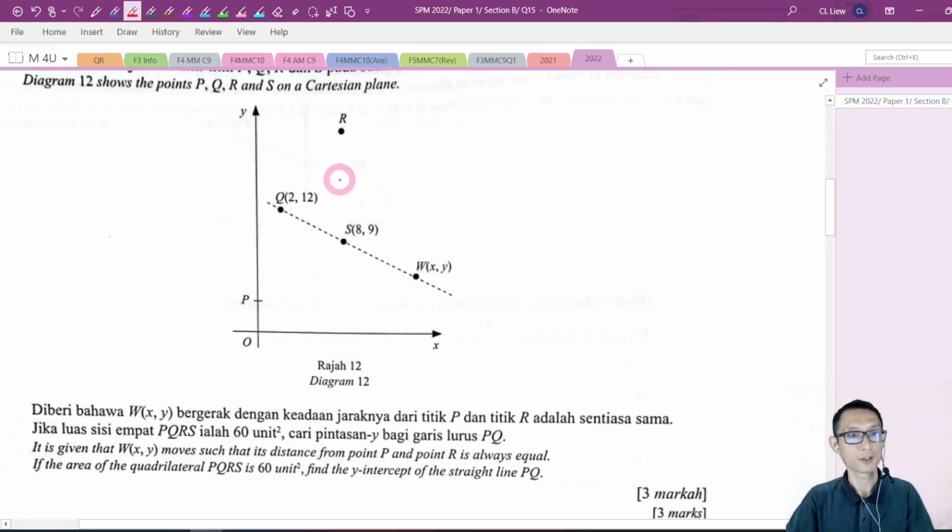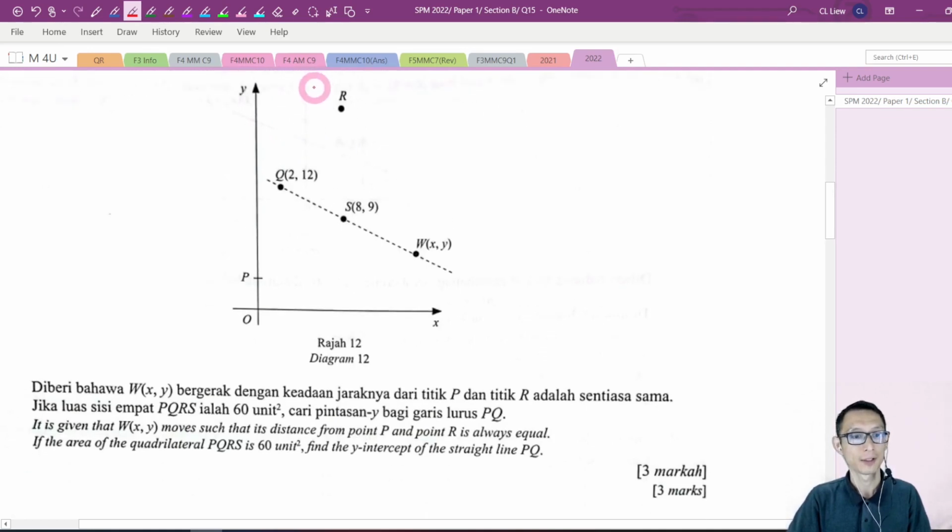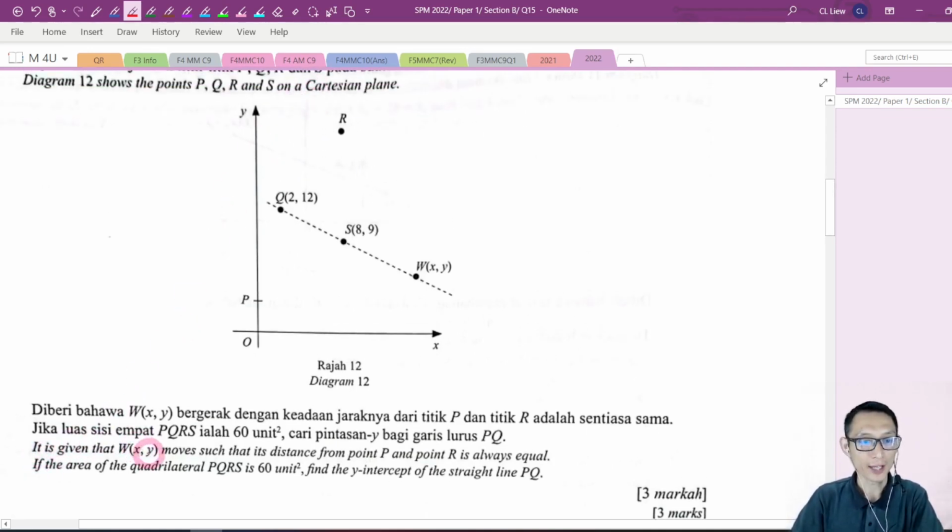Now let's look at the last part of this question, part C. Diagram 12 shows the points P, Q, R, and S on the Cartesian plane. It's given that W(x, y) is a locus. It keeps on moving such that its distance from point P and point R is always equal. So we know that this is actually perpendicular. This locus of point W will actually be the perpendicular bisector of PR, right? Let me draw the line for you. And here will be 90 degrees.